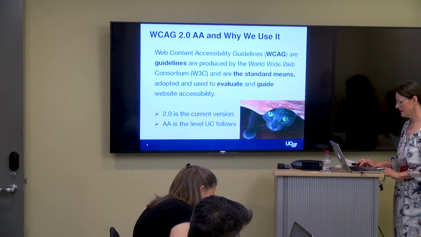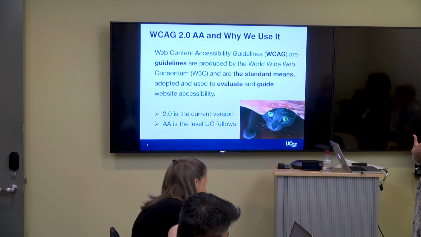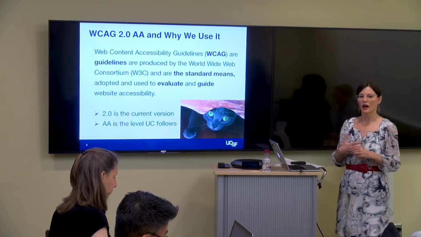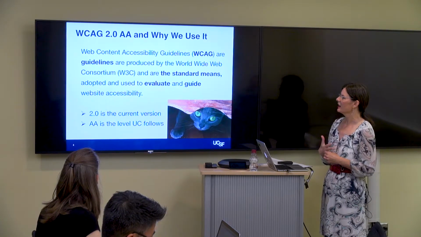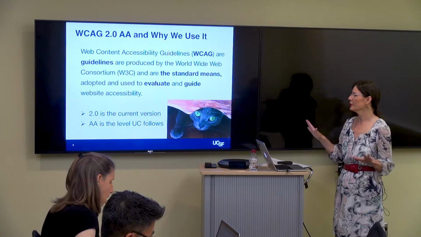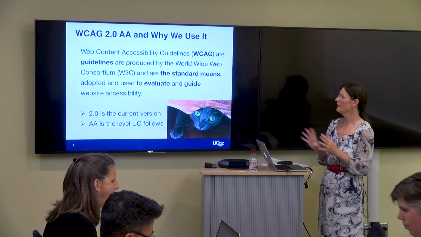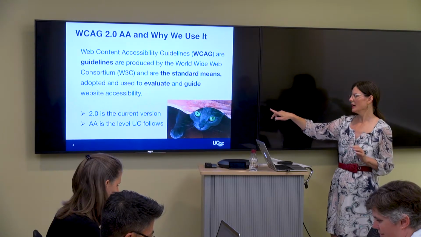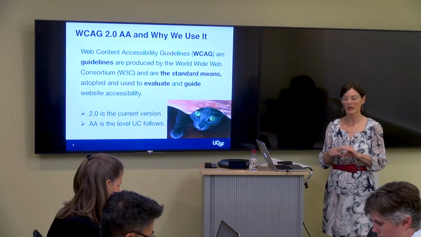Okay, so we're going to go over WCAG again. WCAG 2.0 AA and why we use it. WCAG stands for Web Content Accessibility Guidelines, and it's commonly pronounced WCAG. The guidelines are produced by the World Wide Web Consortium, which is an international trusted group. They work very hard on it. They are the standard adopted and used to evaluate and guide website accessibility. 2.0 is the current version. And AA is the standard we use because it meets most of the criteria, and it is what UC goes by.